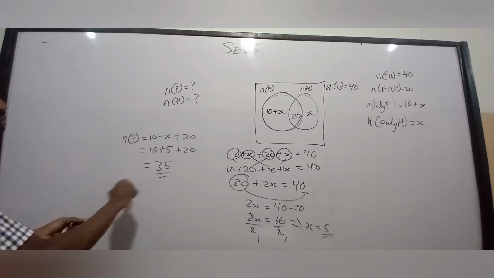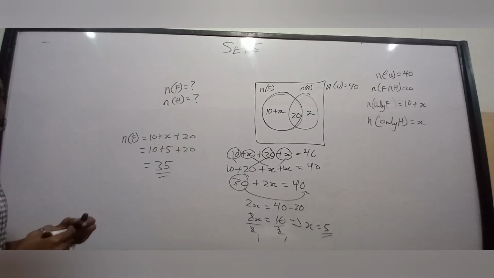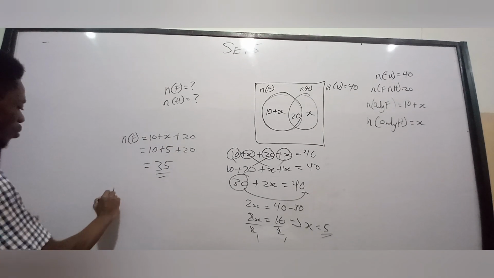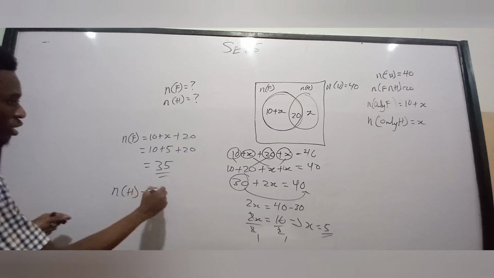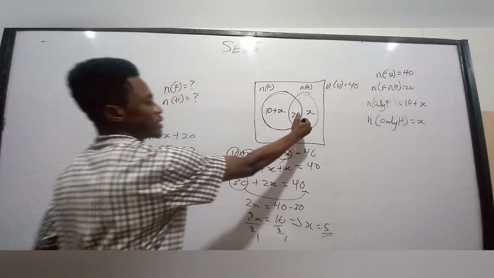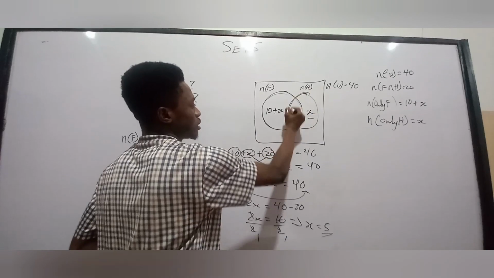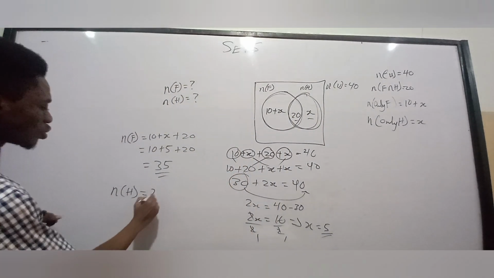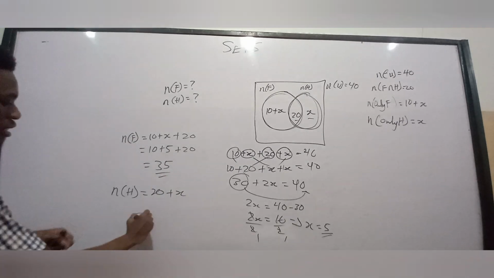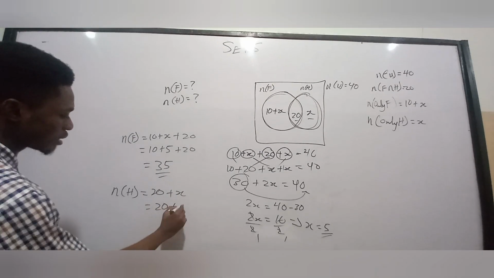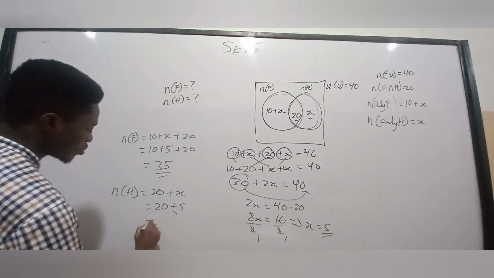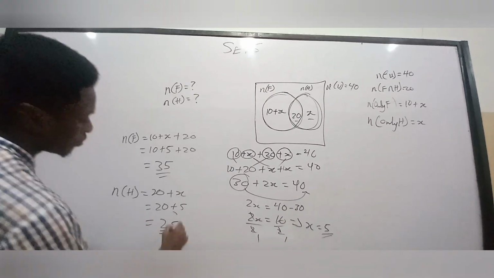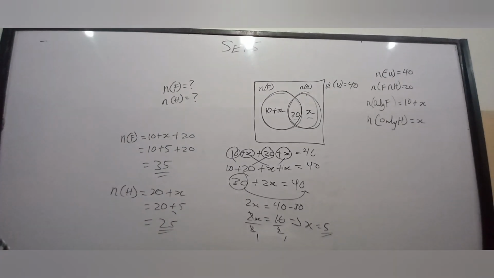Right? So that's for French. So you just write there for the number of Frenches. Then for history too, we say the number of history is the 20 plus the x, because this portion will give you history. So to get history, it is 20 plus what? X, which is what? 20 plus 5. Then we get what? 25. So that's it.